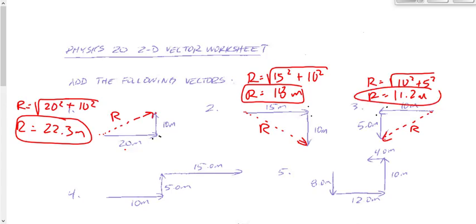Now, strictly speaking, we do need to solve for an angle because it's a vector. The angle is always drawn at the start of the diagram. So we'd solve for theta there, we'd solve for theta there, and we'd solve for theta there. But we'll worry about that later on. Okay? So far, so good?